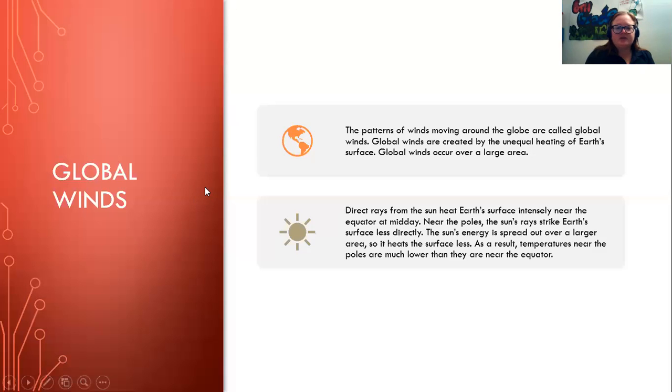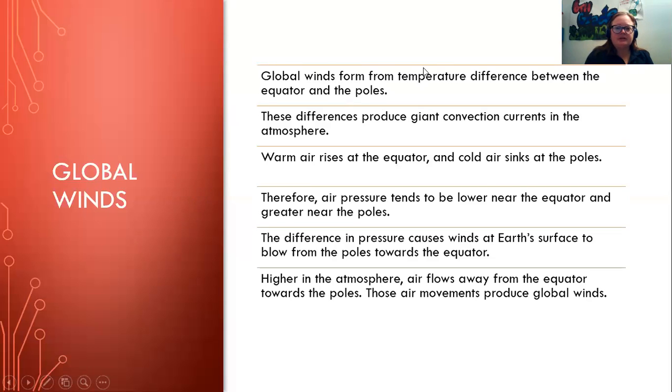Okay, I'm going to go back to share my PowerPoint. Okay, so this is where I left off yesterday. This is where I'm starting today. So global winds. Global winds form from temperature difference between the equator and the poles. These differences produce giant convection currents in the atmosphere. Warm air rises at the equator and cold air sinks at the poles. Therefore, air pressure tends to be lower near the equator and greater near the poles.